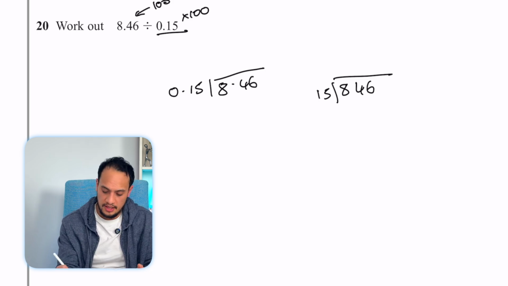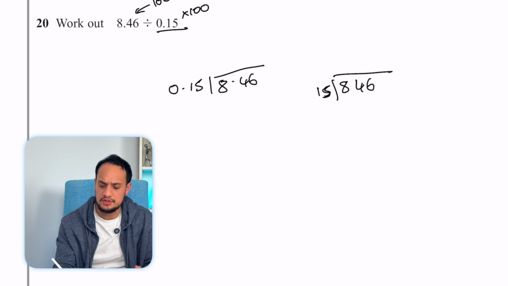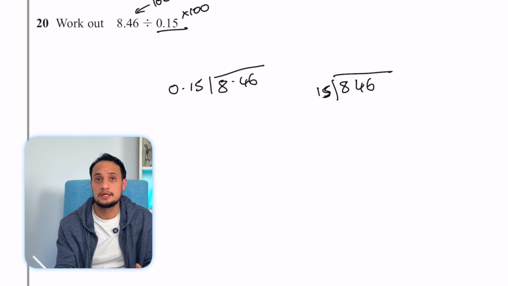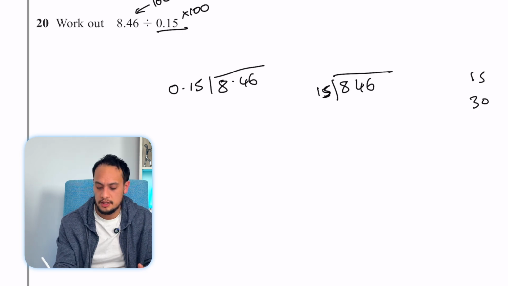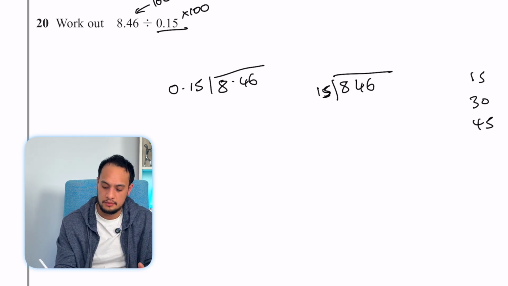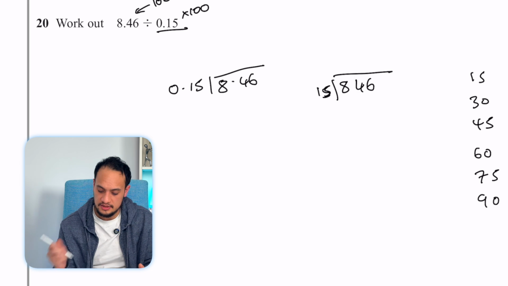This I've got to do carefully. If you've got a harder division as well, and you've got 2-digit divisors, it's a good idea to write out your multiples. So you've got 15, 30, 45, 60, 75, 90. That will make it easier for you.